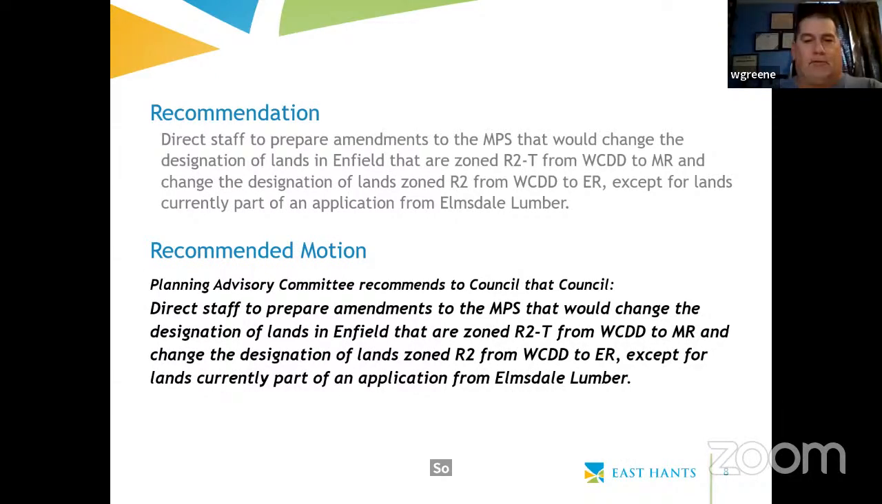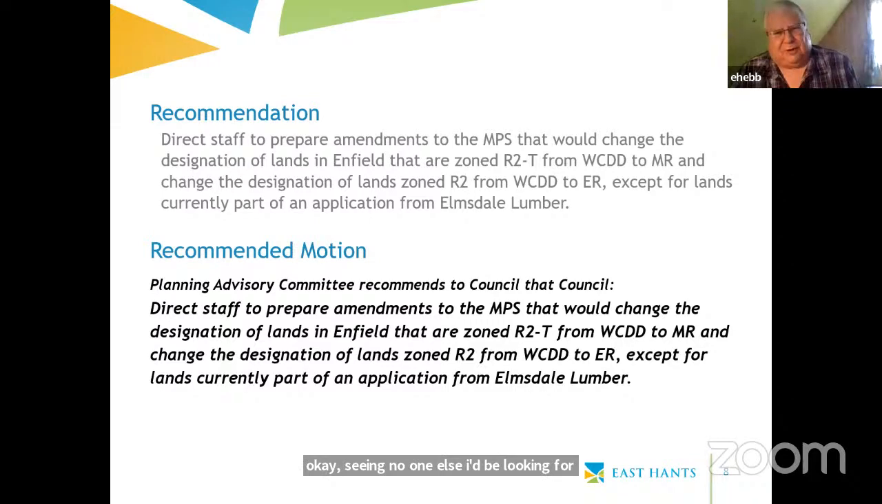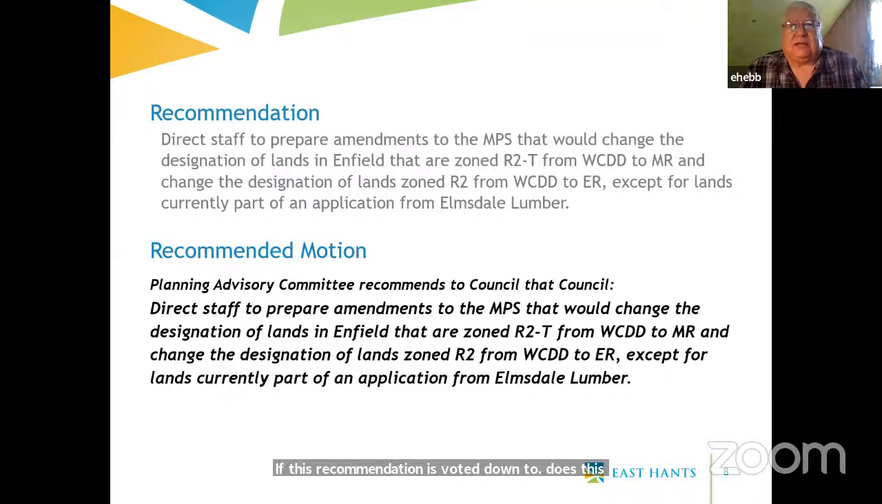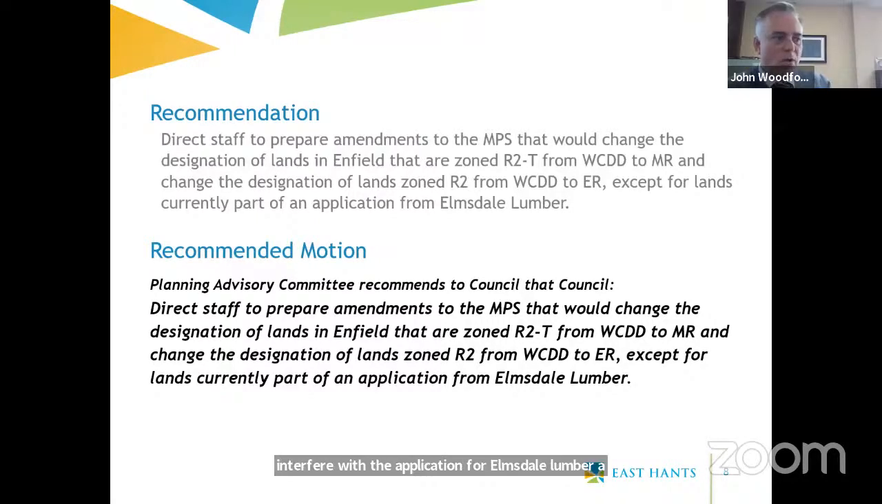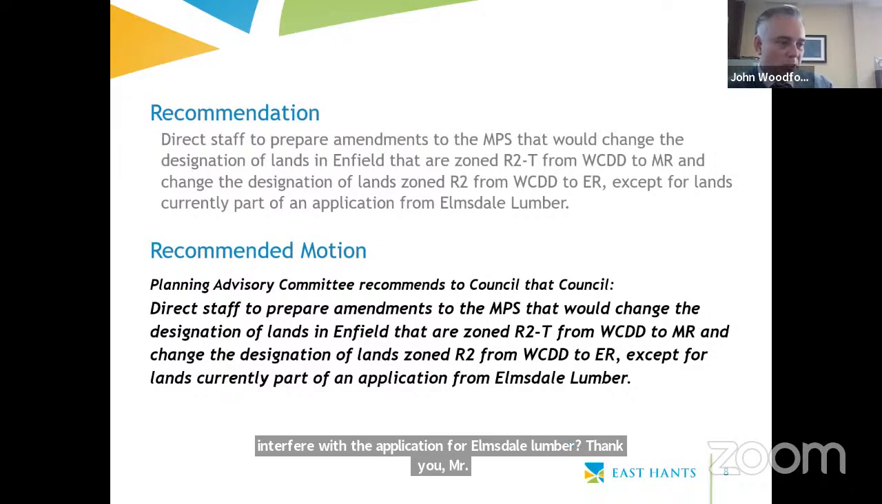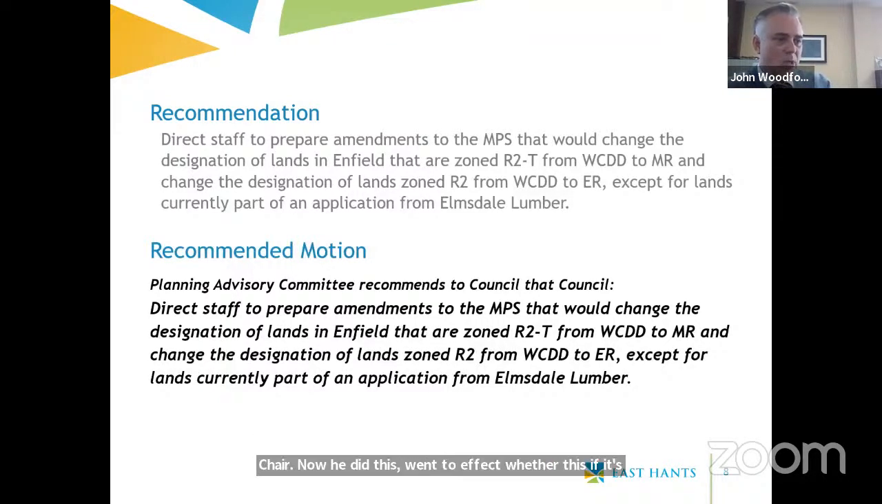Okay, seeing no one else, I'd be looking for Councillor Hebb. At the last minute, just something popped into my head. If this recommendation is voted down, does this interfere with the application for Elmsdale lumber? Through Mr. Chair, no. Whether this motion is approved or not, it wouldn't interfere with the Elmsdale lumber application. Okay, thank you.